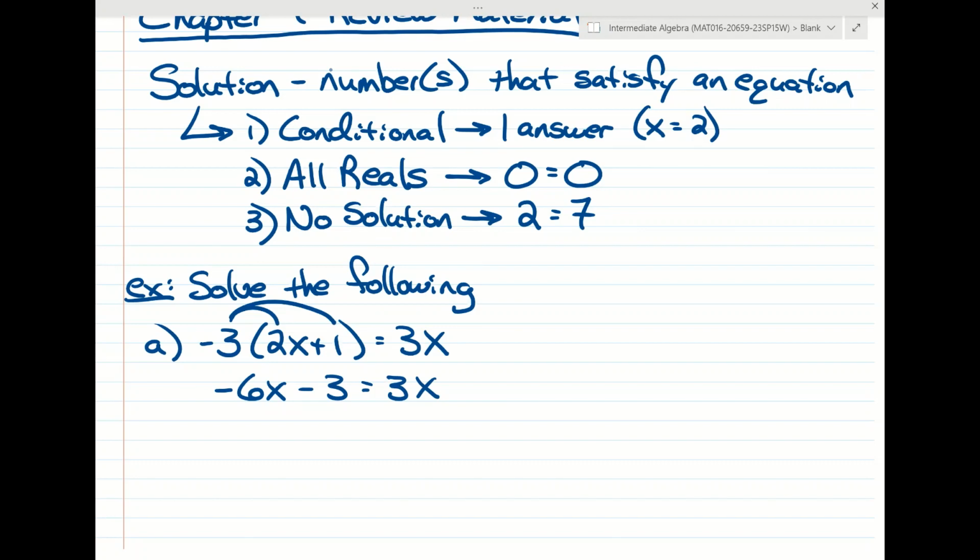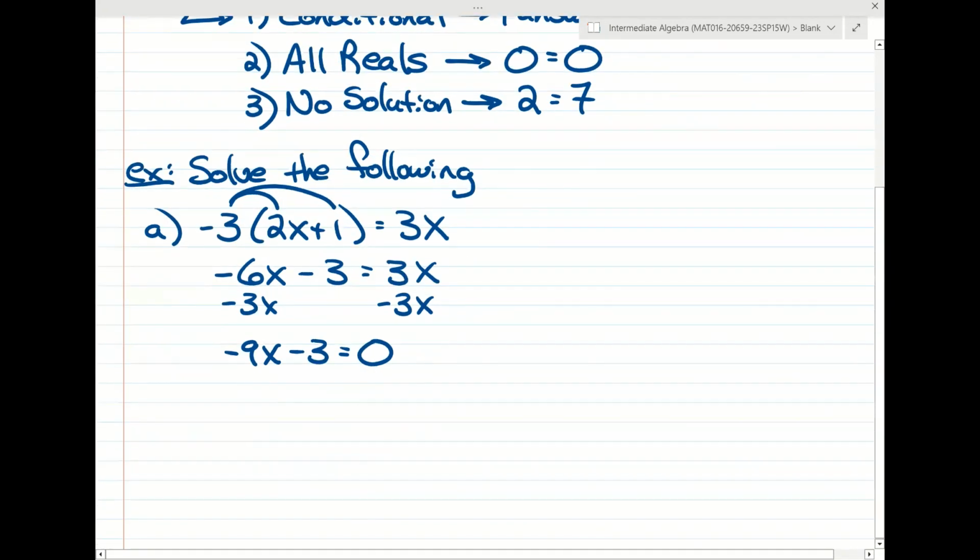We have that other word, solve. What solve means is to isolate the variable. So we just want to get x by itself. So in order to do that, let's get all the variables on the left-hand side of the equation and the numbers on the right-hand side. So we could subtract 3x on both sides. So the variables are on the left. Let's get the numbers on the right.